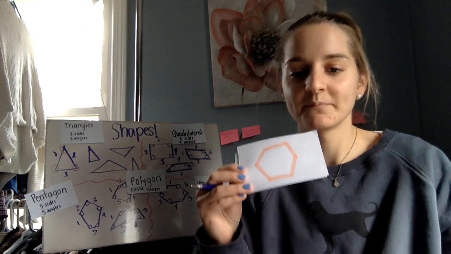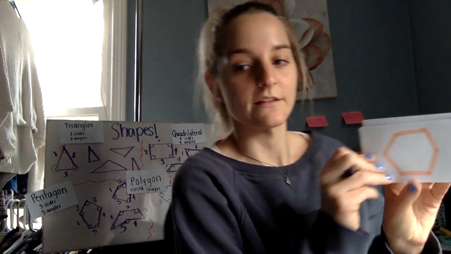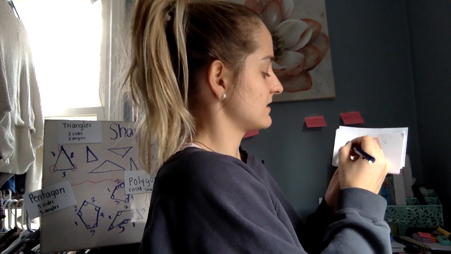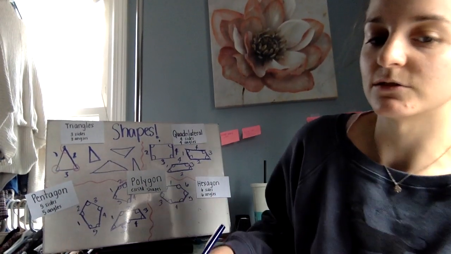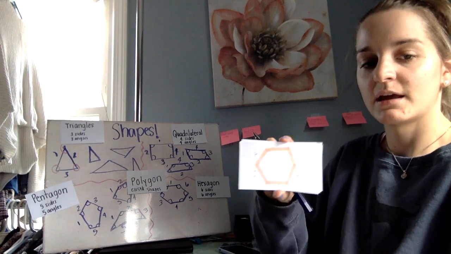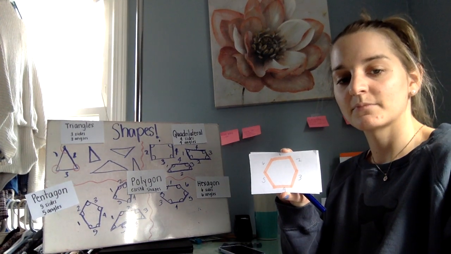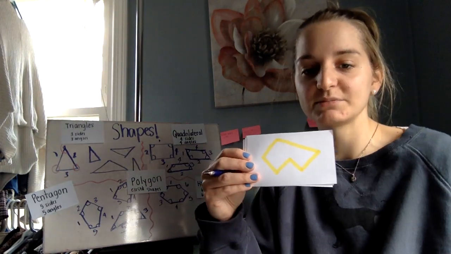Ready for the next one? Ooh, tricky. Let's count together. Ready? This is tricky. 1 side, 2 sides, 3 sides, 4 sides, 5 sides, 6 sides. If it has 6 sides, it also has 6 angles. Now look up here. Which shape has 6 sides and 6 angles? Yes, a hexagon. If you got it right, give yourself 2 claps.